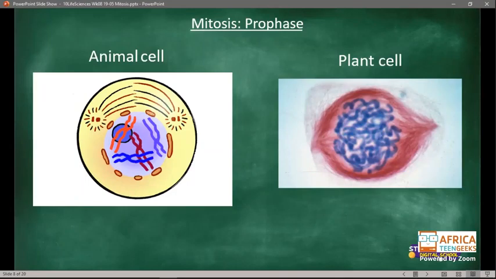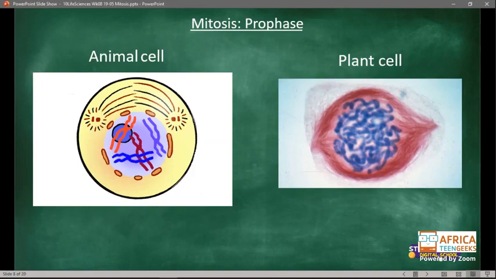And we normally use the word condense. So maybe in your textbooks, you can see the word that I just mentioned now, condense. So the chromatin network then condenses as the nuclear membrane disappears. So the chromatin condenses into chromosomes, and the nuclear envelope or membrane disappears or breaks down.